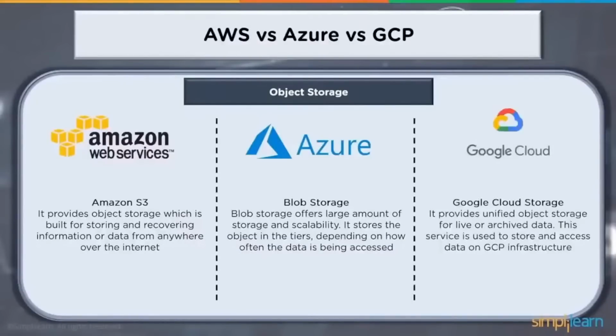Google Cloud has Cloud Storage and it provides unified object storage for live or archive data. This service is used to store and access data on GCP infrastructure.